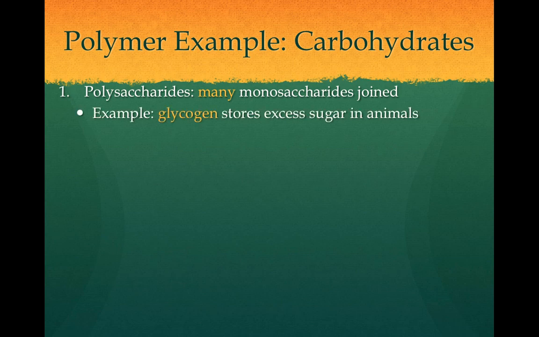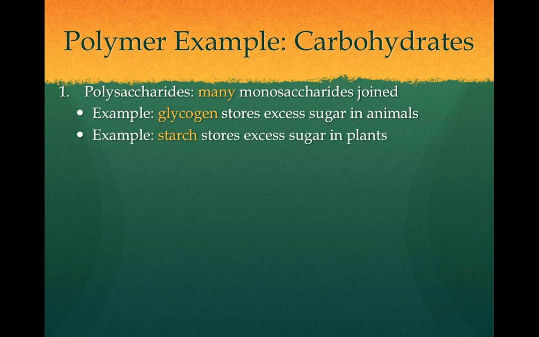Glycogen stores excess sugar in animals. This is you. You store excess sugar in the form of glycogen. You store it in your liver. And it is there if you need it, right in the morning, if you haven't eaten in a while. You start burning that first before you start burning anything else.